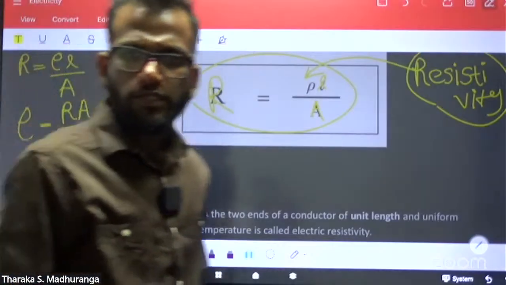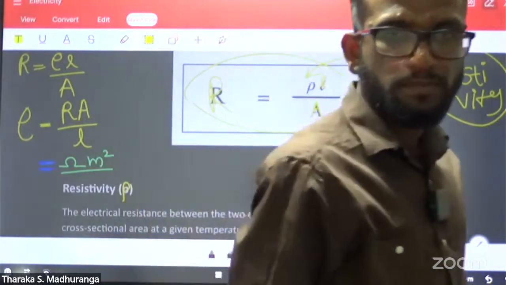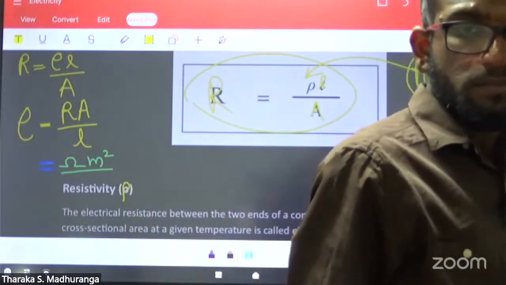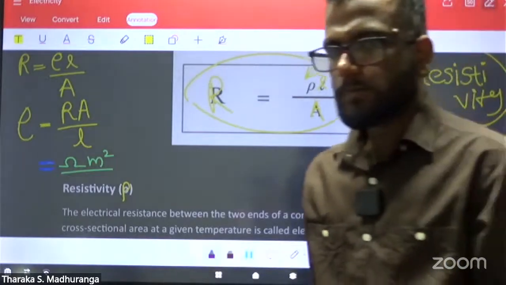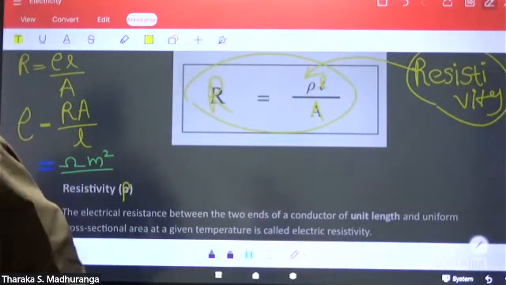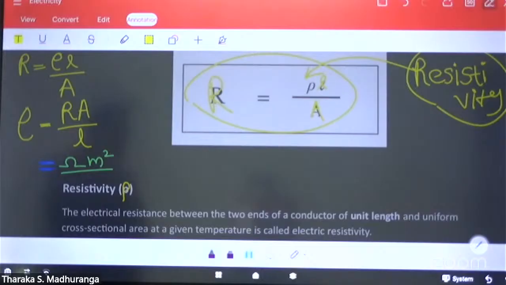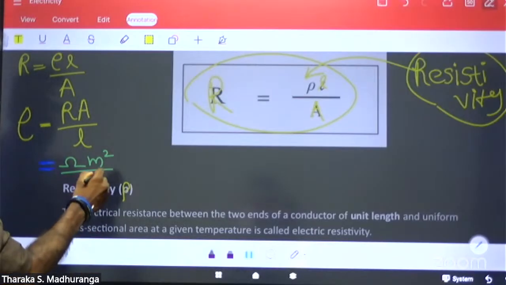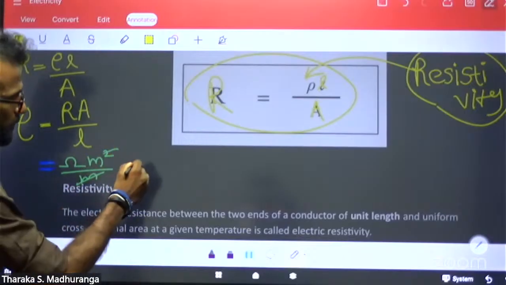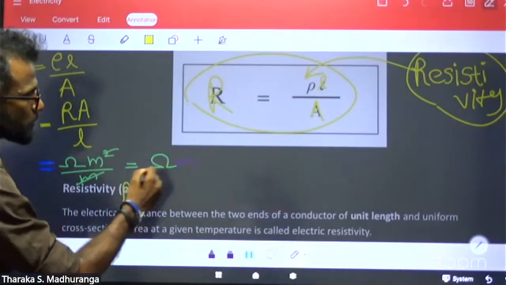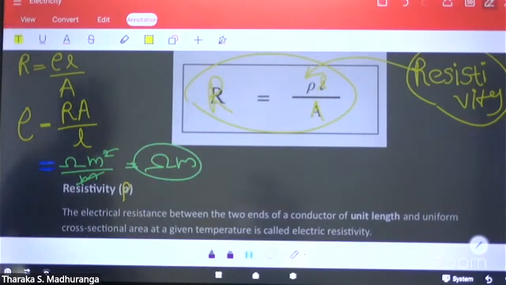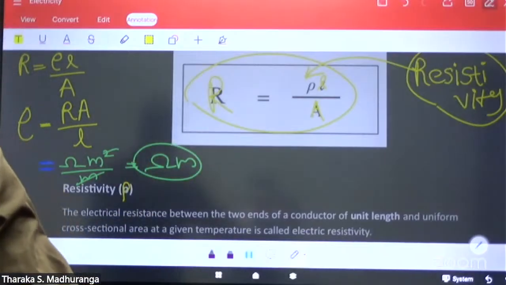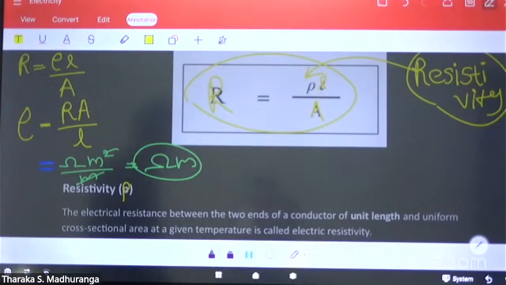What is the unit? I need your answer. What is the unit of rho? What's the unit of electric resistivity? Very good. Ohm meter. Then divide by meter. Meter to meter cancel out. Then ohm meter is the standard unit of the electric resistivity.